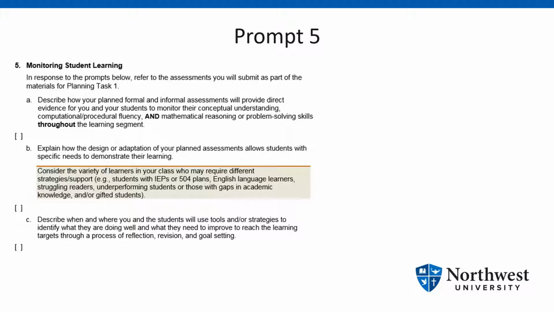And then finally, in 5C, describe when and where you and the students will use tools or strategies to identify what's going well, what they still need to learn, what they need to improve with reflection and goal setting. When is that going to happen? Is it going to happen at the end of each lesson, midway through, formally, informally?